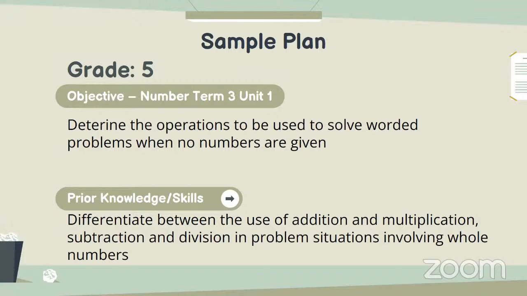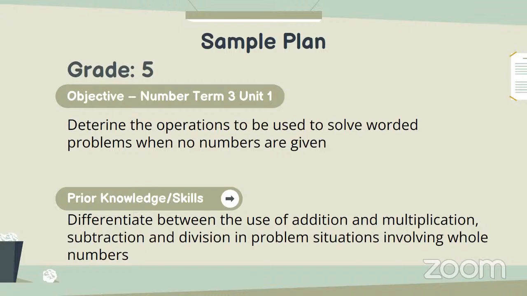So let us say in the curriculum, Number, Term 3, Unit 1, there's an objective that says, "Determine the operations to be used to solve worded problems when no numbers are given." And the prior knowledge that is linked to it is that we want to be able to differentiate between the use of addition, multiplication, subtraction, and division in problem situations involving numbers.